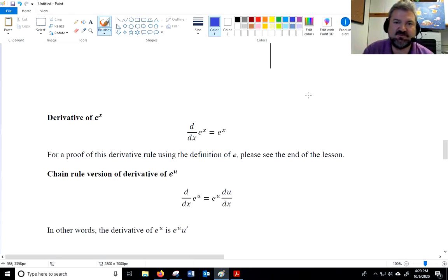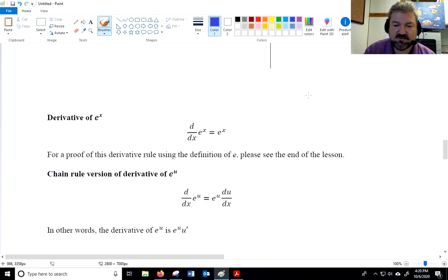For a proof of this derivative rule, please check the end of these notes. We can go over it at the end of the video. The proof is tricky. There are other ways to come about it depending on the direction that you learn calculus. But with what we have right now, we can prove this, but it is a bit tricky.